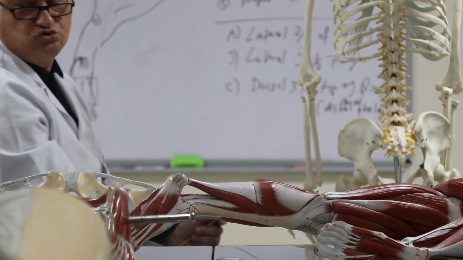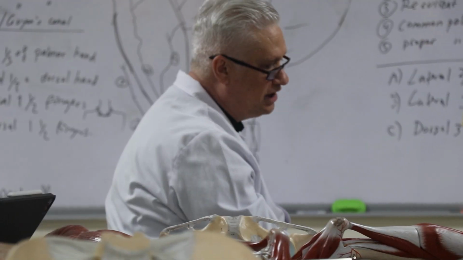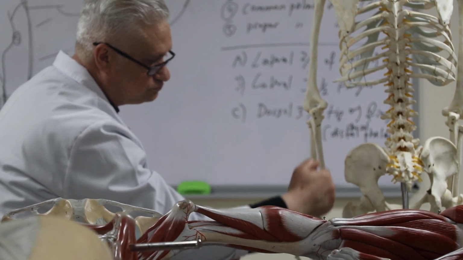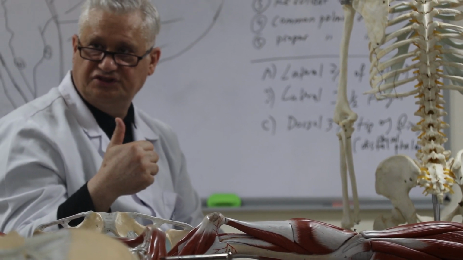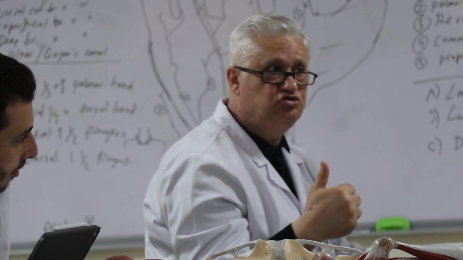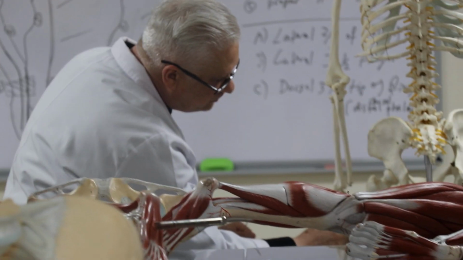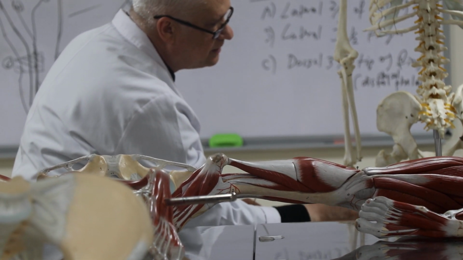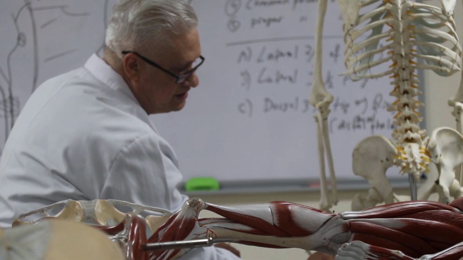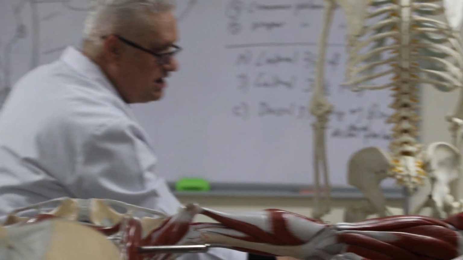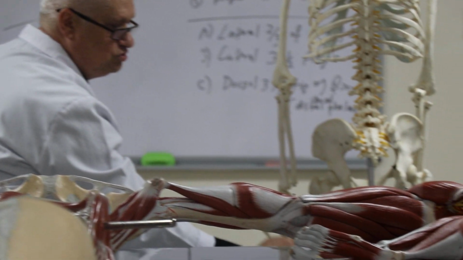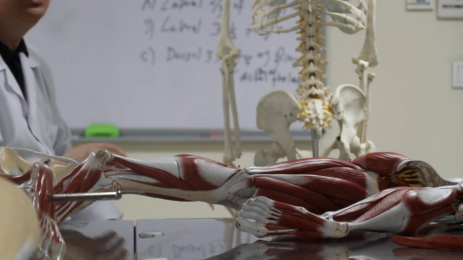So it attaches to two important areas. Where does it attach? The gluteal tuberosity of the femur, which is this area, you see? So it goes this way and attaches to the gluteal tuberosity. And also it attaches to the iliotibial tract, which is this.